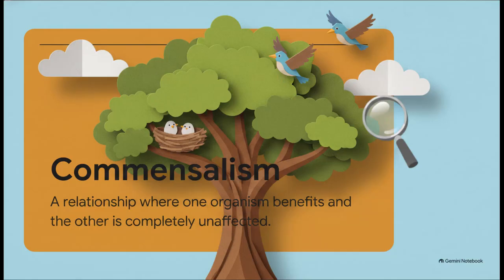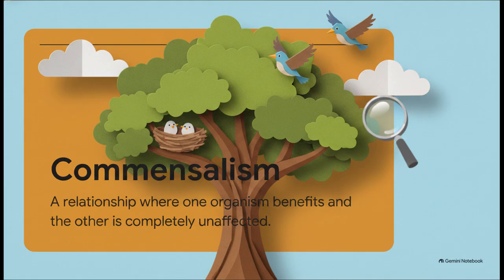Next up, we have commensalism. This one brilliantly illustrates a scenario where one organism gets a free ride or a free meal, while the other organism doesn't even notice or care. It's a win-neutral situation. A great example of this is a bird building a nest in a huge, sturdy oak tree.